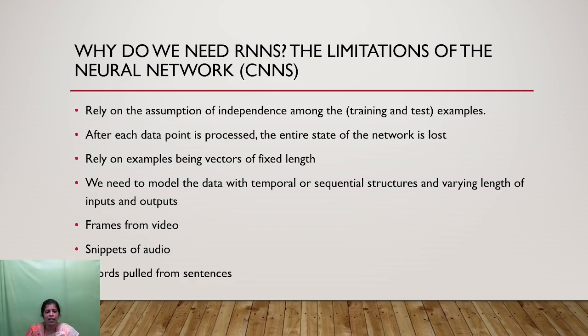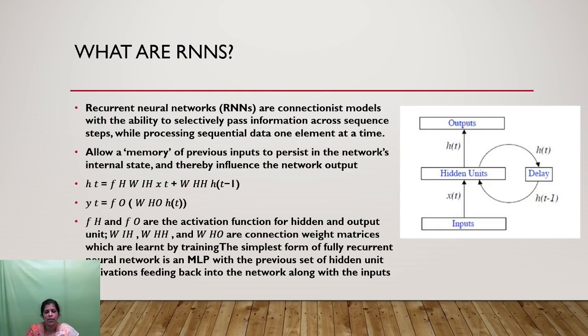The examples may be a video frame, an audio snippet, or words from sentences. Coming to RNNs, we have an input layer, a middle layer and an output layer, with feedback from the previous layer to the next one. So they have the ability to process sequential data, mainly time series data. They allow memory of previous inputs to process the network's internal state, and that influences the output. The previous input is fed back, so it influences the current output.